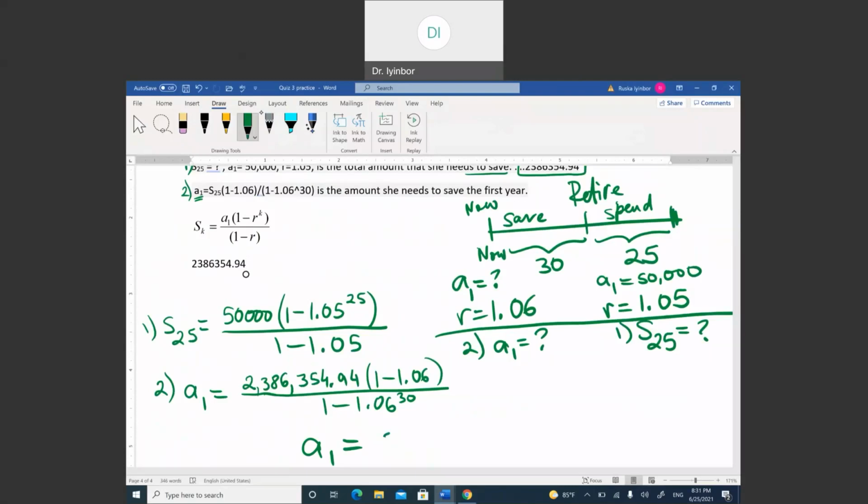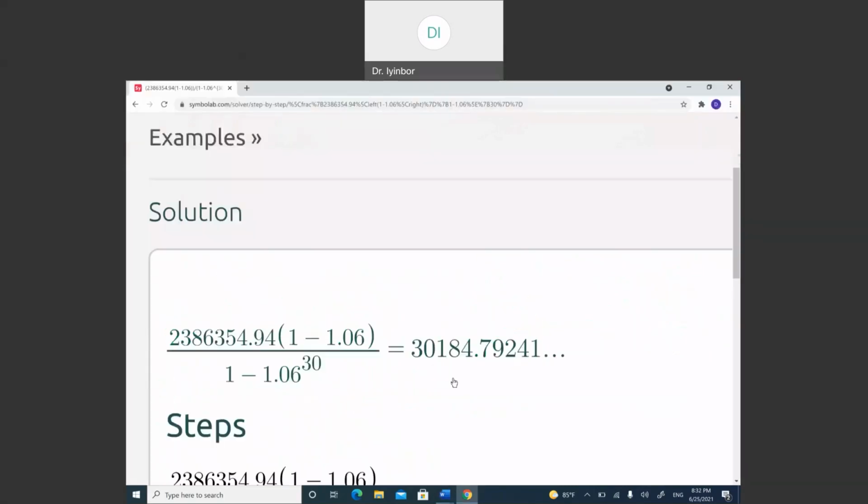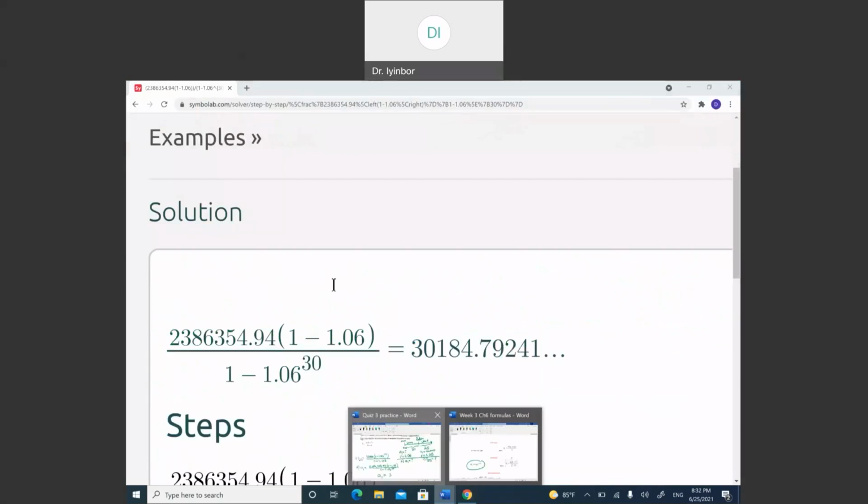oh, I copied the wrong one. Hold on, sorry. That's not the one I'm looking for, see? I need to copy this. Control C, it doesn't work. Let's see. Okay, there you go.